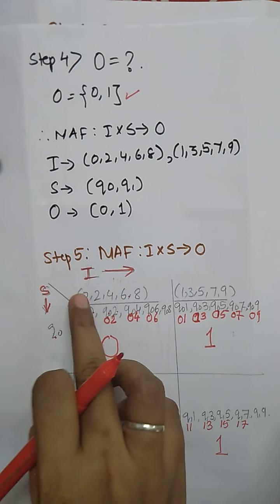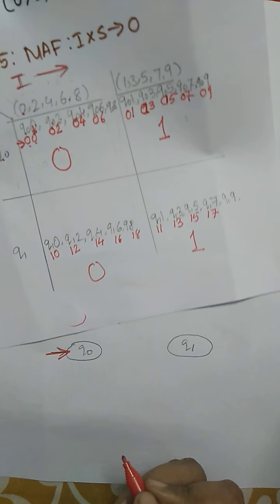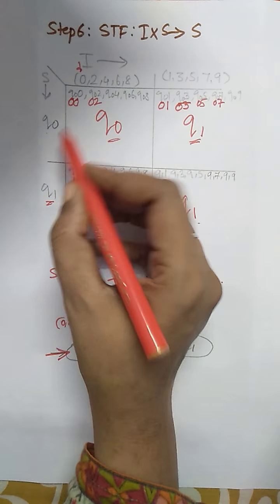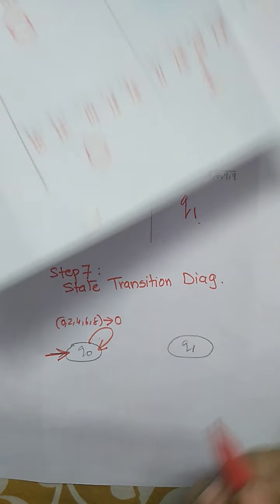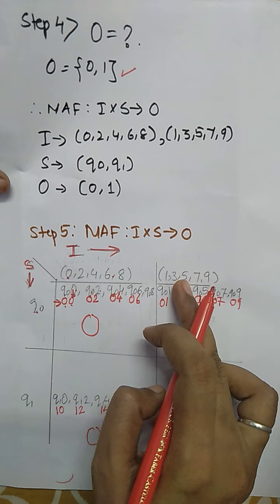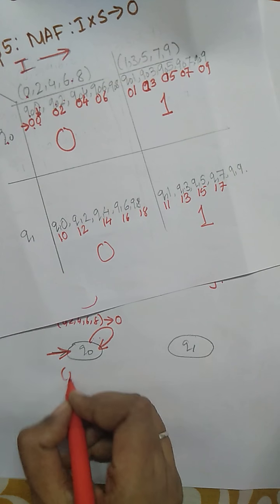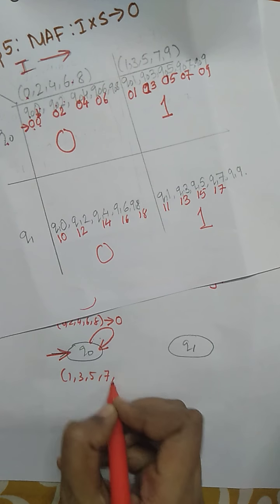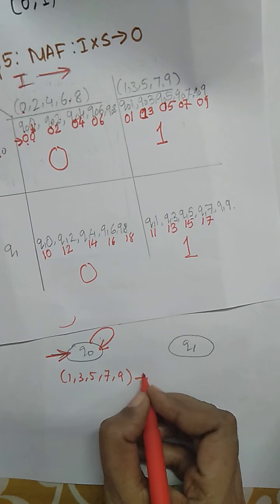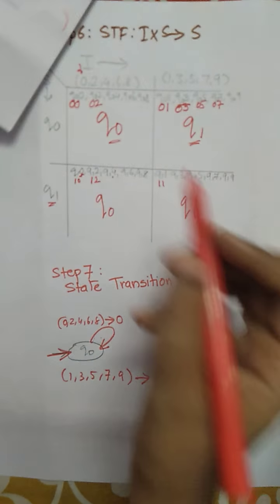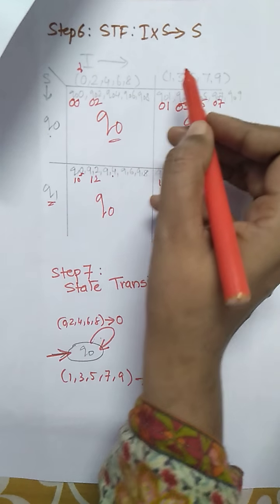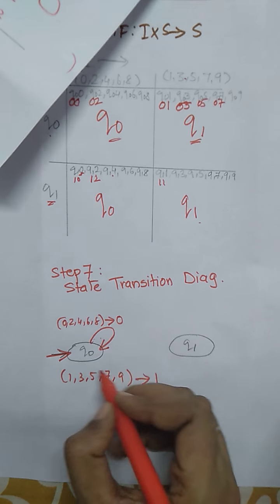So what is the output? Q0 with this input, what is the output? Output is 0. Okay, and where is it going? Q0 with this input 0, 2, 4, 6, 8 is going to itself. Again Q0 with the odd numbers 1, 3, 5, 7 and 9. What kind of output? Output is 1. We have to attach input and output with this arrow. Where is it going? From the state function, Q0 with this input is going to the Q1 state.